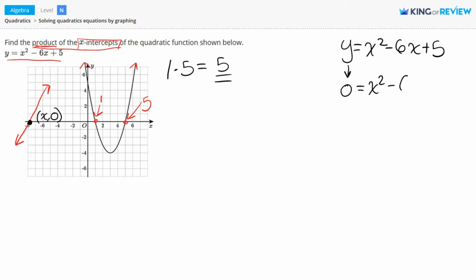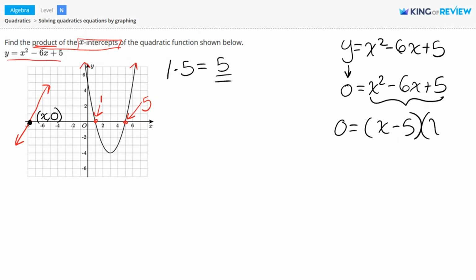So we have x squared minus 6x plus 5. So what we want to do is factor this portion here. When I factor, I get 0 equals x minus 5 times x minus 1. And now using the zero product property, we can solve for x.